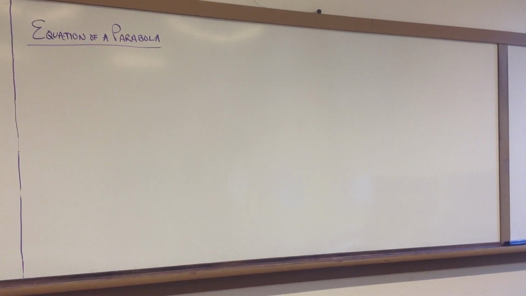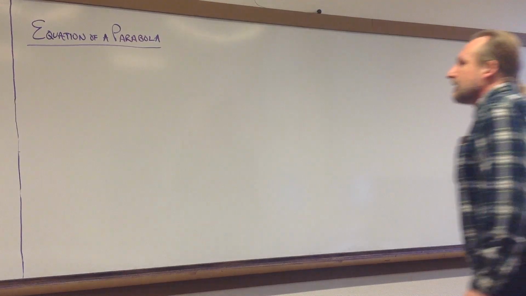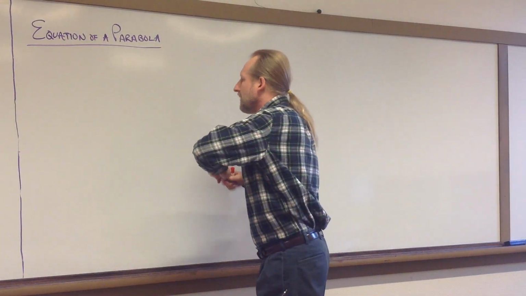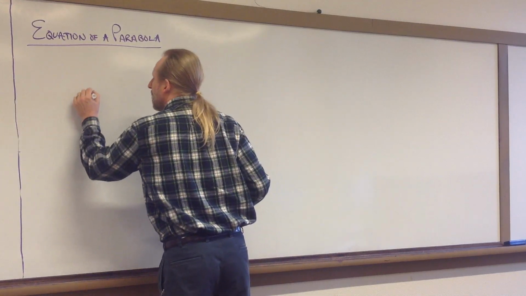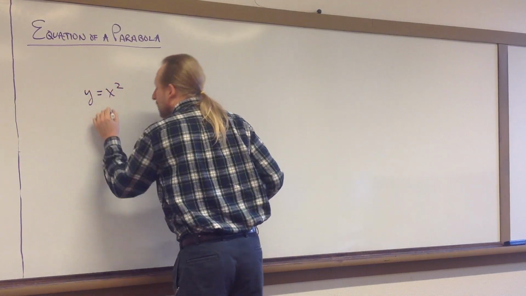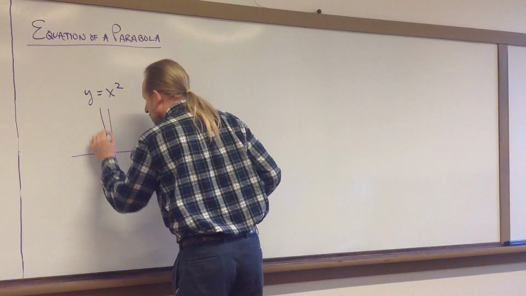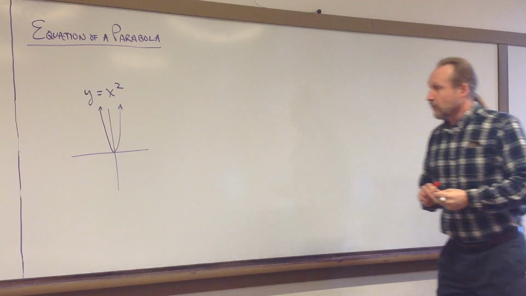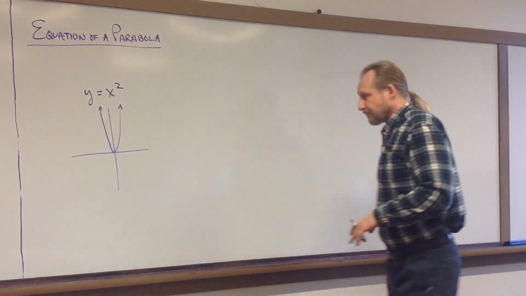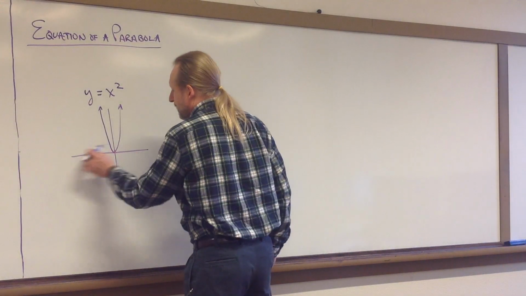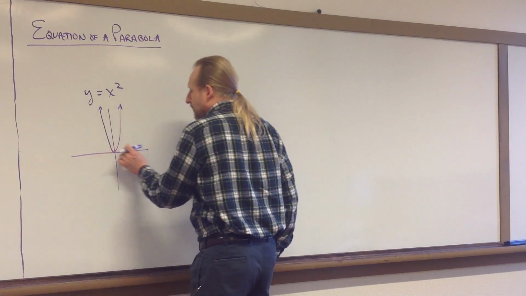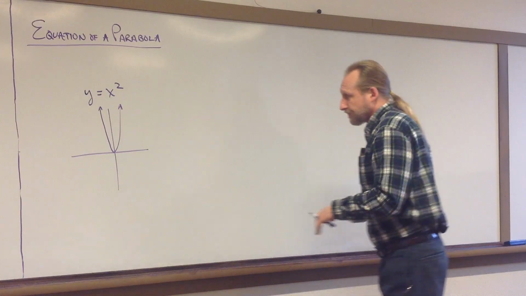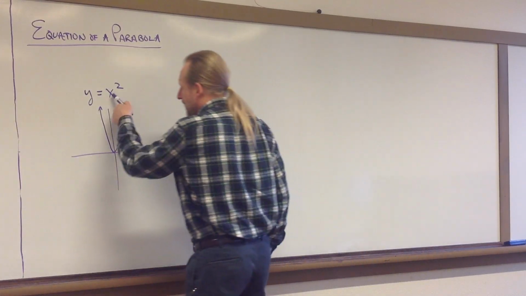This video is for Math 116, and this is about the equation of a parabola. So we talked a little bit about parabolas in Chapter 1. The general format for the standard equation of a parabola is y equals x squared. Now, if we shift this parabola to the right and up or down or to the left or any of those things, that's going to change this equation.